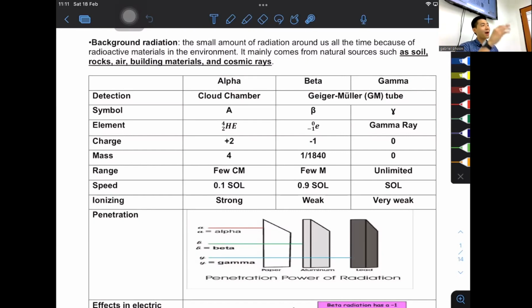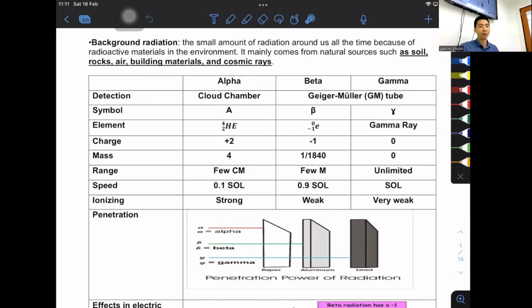Anyways, alpha, beta, and gamma are the only forms of radiation in your syllabus, right? Depending on the form of radiation, it will have its own characteristics. Starting off with detection, guys, how are we able to detect alpha? It is usually using something known as a cloud chamber.